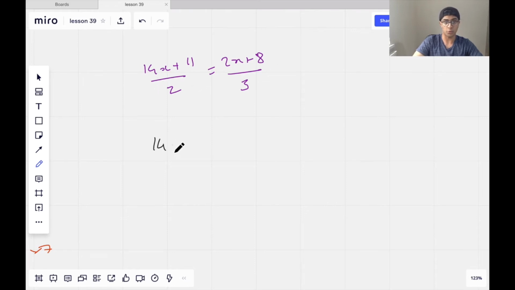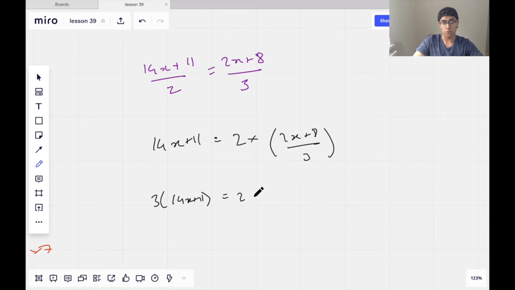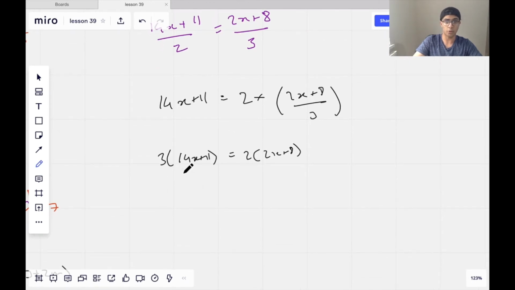So the left will just become 14x plus 11, and the right will become 2 times what it was before. So 2x plus 8 all over 3. And again, we can get rid of this pesky fraction on the right by multiplying both sides by 3. So we have 3 into 14x plus 11, which is equal to 2x plus 8. And now we just multiply out. 3 times 14 is 30 plus 12, which is 42, plus 11 times 3, plus 30, sorry. Let me write this a bit clearer. 42x plus 33 is equal to 2 times 2x, 4x, and then 2 times 8 is 16.